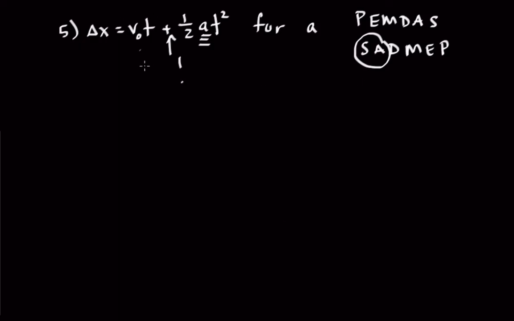And so what am I going to get rid of? I'm going to get rid of this v naught t term. How do I get rid of it? I subtract it. It's being added to this. So to get rid of it, I subtract it.